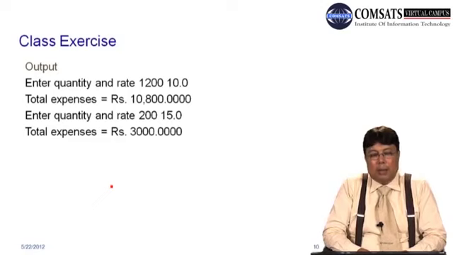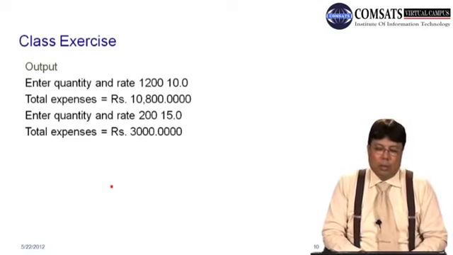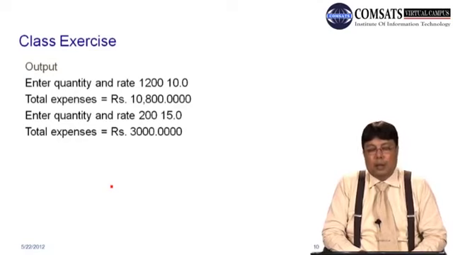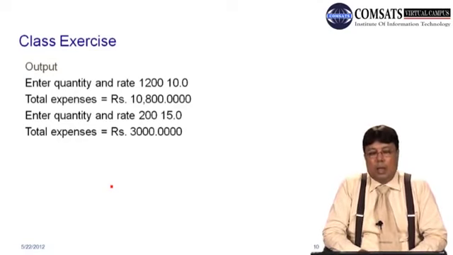In the next example, we repeated the same program again. This time the quantity is 200, the rate is 15 rupees. So we have simply multiplied 15 with 200. The answer is 3,000, no discount.